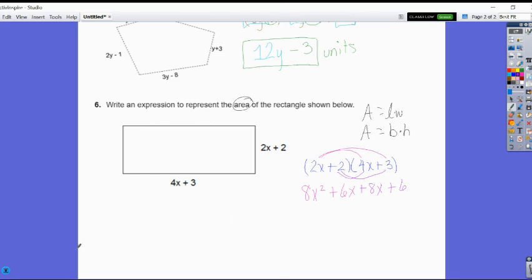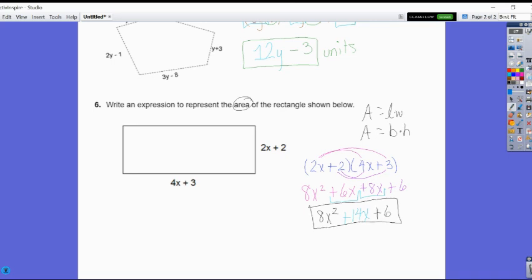Look for any like terms that you might have going on in there. And I see a little bit of like terms here with the x's. So the positive 6 and the positive 8. Whoops, I've lost my addition sign there. Okay, so positive 6 and positive 8 there makes positive 14x for us. And no other like terms. The 8x squared comes along, the positive 6 comes along.